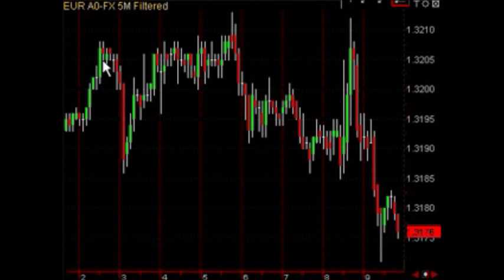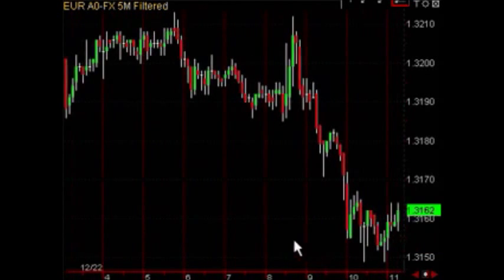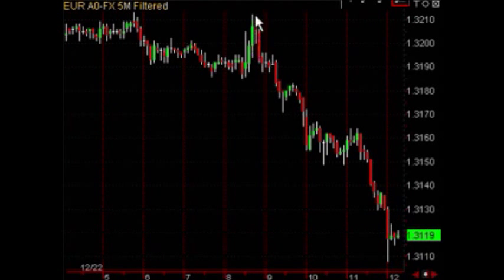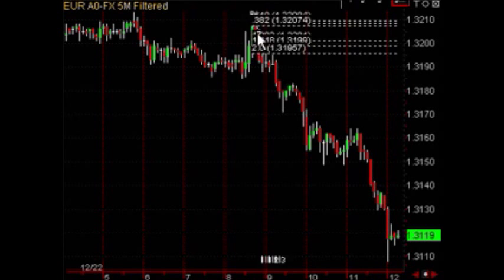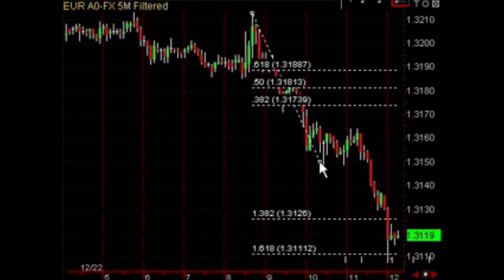Here's an example where the market shoots down, comes back up to the high, fails to break out higher, comes back down again, fails to break out lower, tests the high again, and then finally breaks down and makes a lower low. So now we can assume the trend is down. You want to wait for the first consolidation area to draw your fibs. So you draw it from here to here.